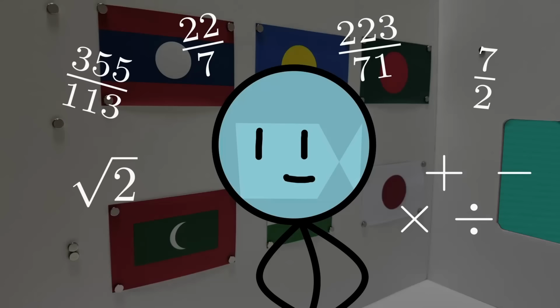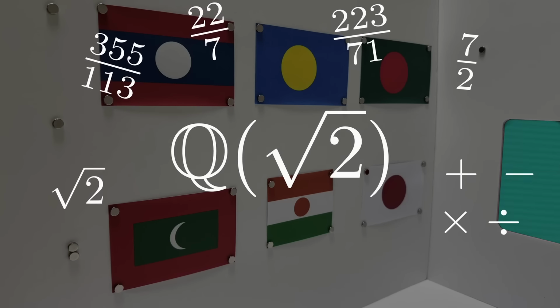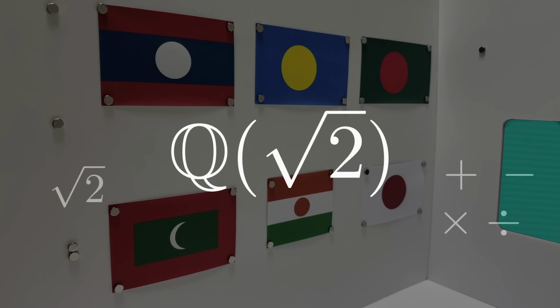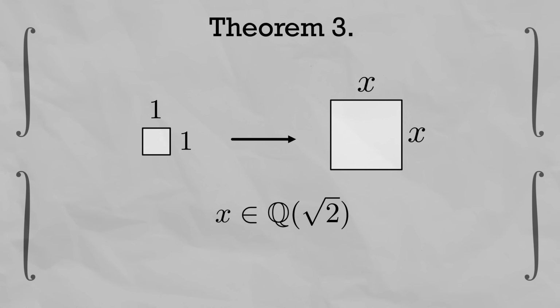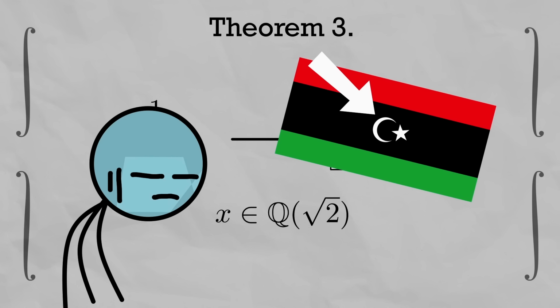There is actually a mathematical name for all the numbers we can make. This symbol, which we will read as Q adjoin root 2, is the set of all numbers that can be built from rational numbers, root 2, and the 4 operation symbols. Therefore, we know all numbers in Q adjoin root 2 are constructible. Can you believe we did all of that just to draw one part of one flag? We have to move on.